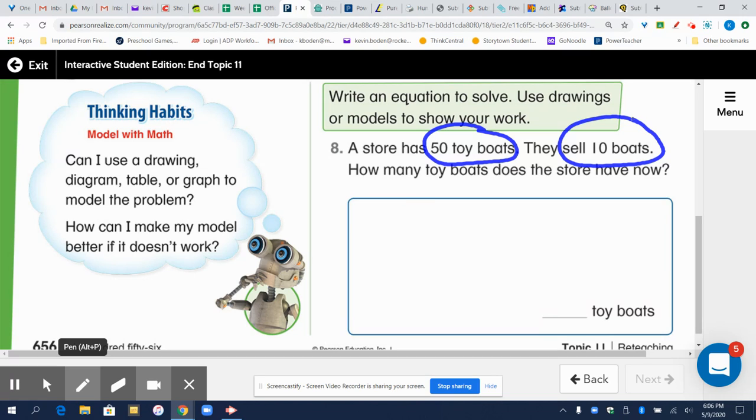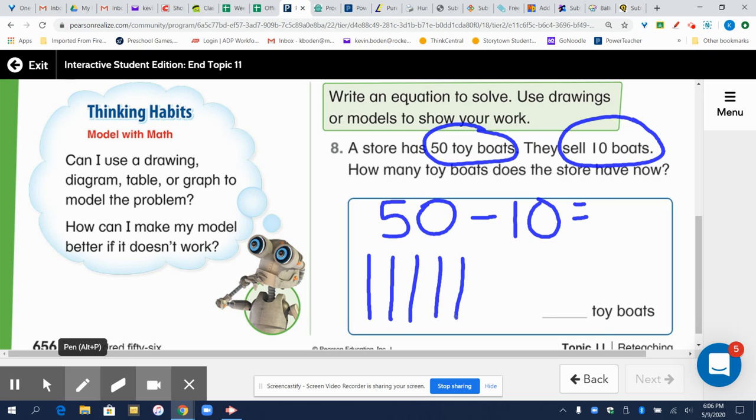Well, let's see. The store had 50 boats in all. They take away 10 of them because they sold them. How many do they have left? It says to use drawings or models to show your work. Let's draw some place value blocks. We have 10, 20, 30, 40, 50. Now let's take away 10. How many do we have left? Perfect. We have 40 left, which means how many boats are left in their store? There are 40 toy boats left in our store.